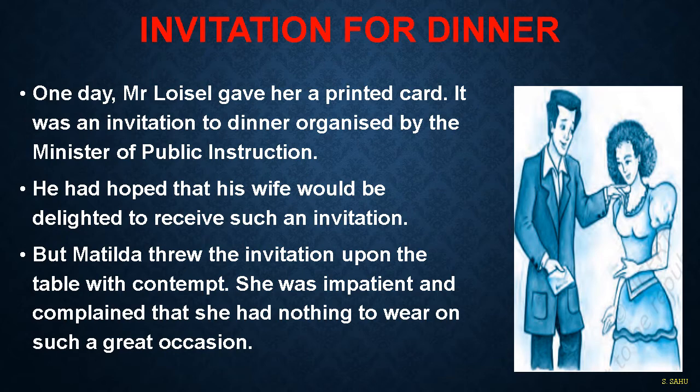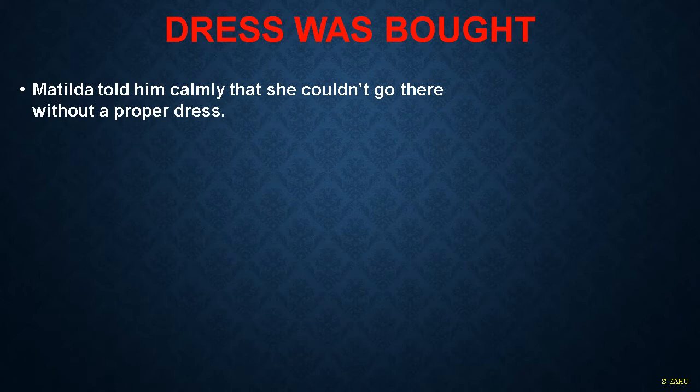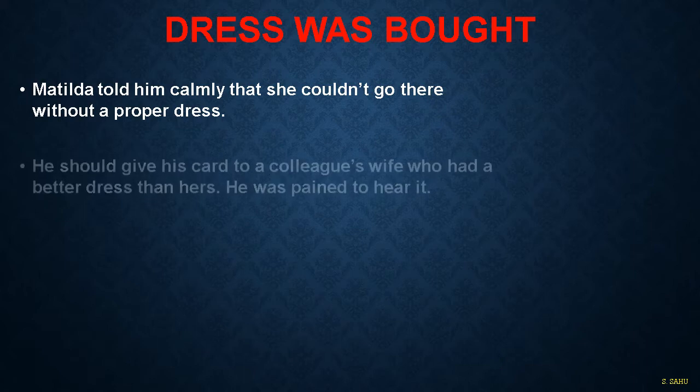And see what happens. One hurting sentence: she told him that she didn't have a proper dress to wear on such an occasion. Matilda told him calmly that she couldn't go. The reason is that she didn't have a proper dress. So this was the problem. This was the reason why she did not want to go to that royal ball.